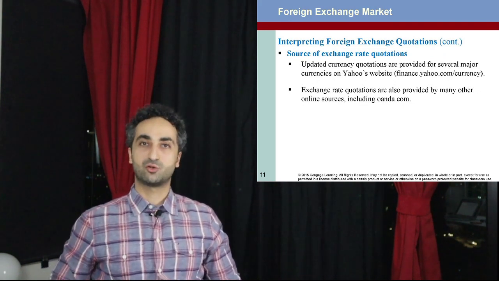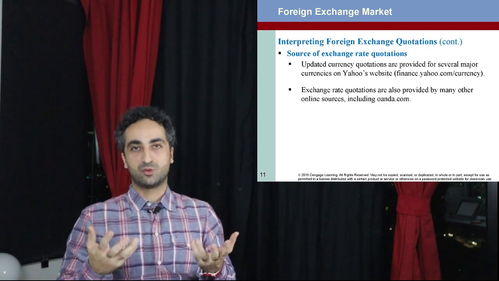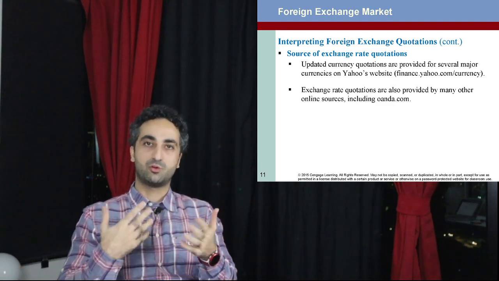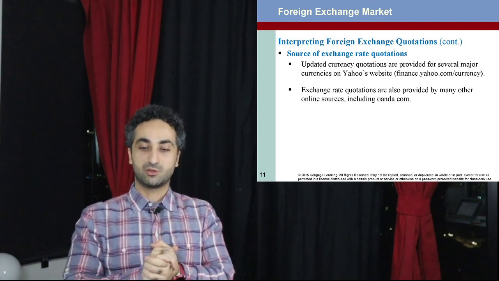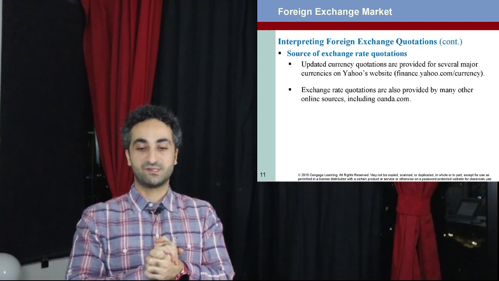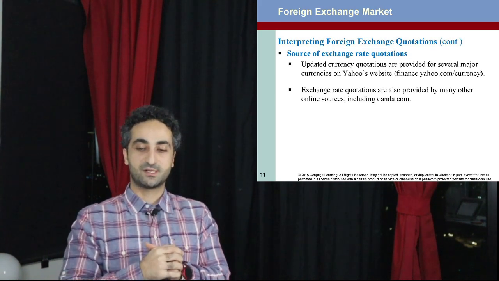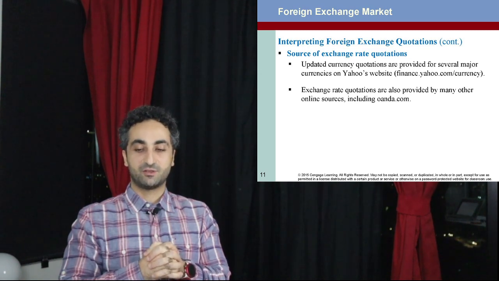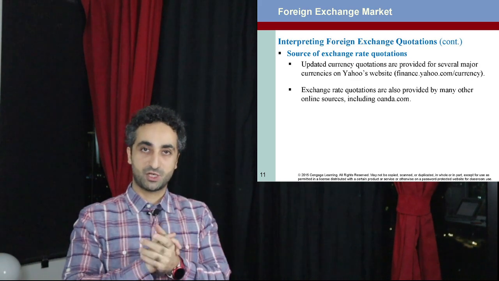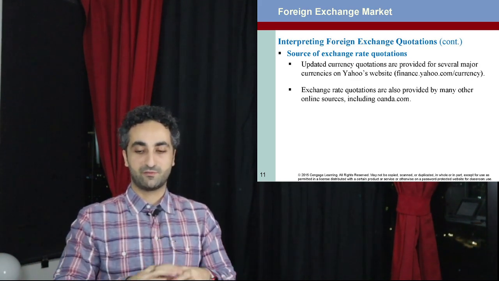Where do we get quotation? If you want to get more info on what I'm talking about, you want to observe these changes, how does it change? One good source I really follow is Yahoo's website. You just Google what's written here, Finance Yahoo. And the exchange rate quotations are also provided by many other online sources such as Oanda.com. You may check these two websites. I'm sure you're gonna like one of them at least.